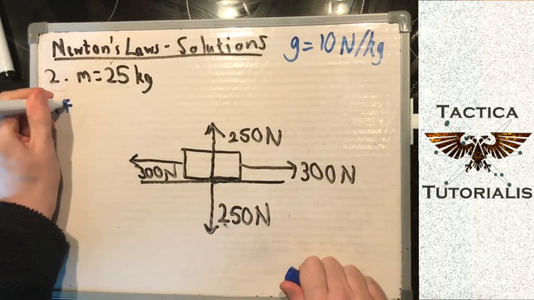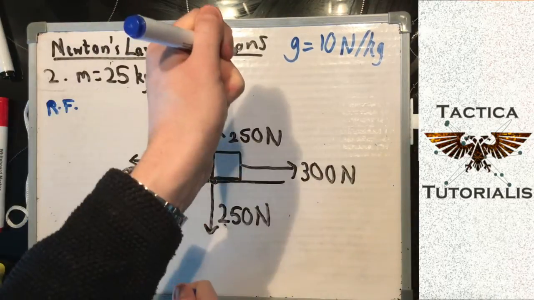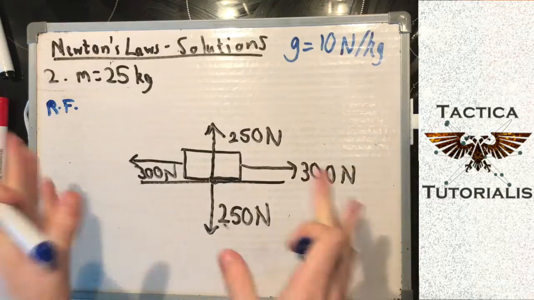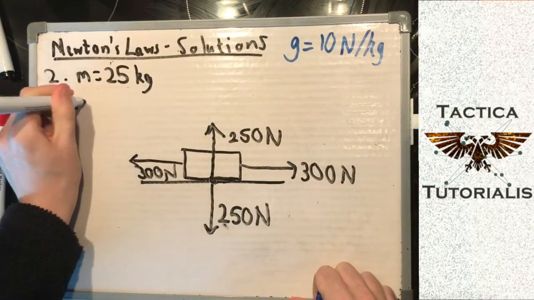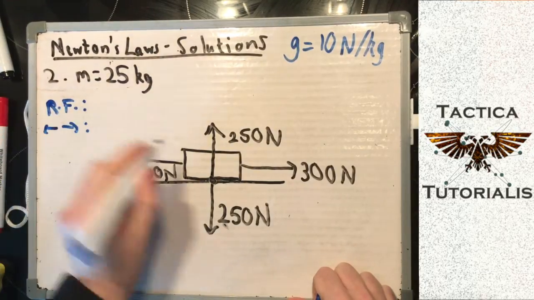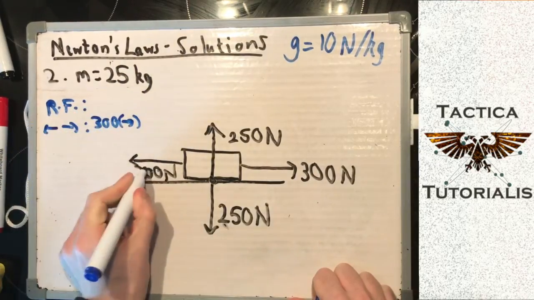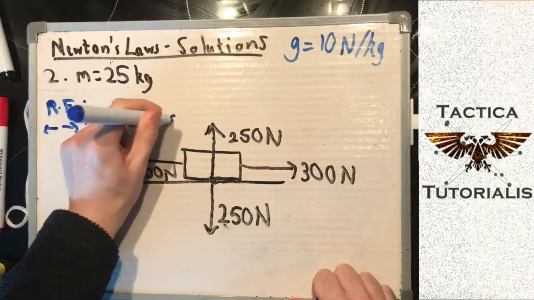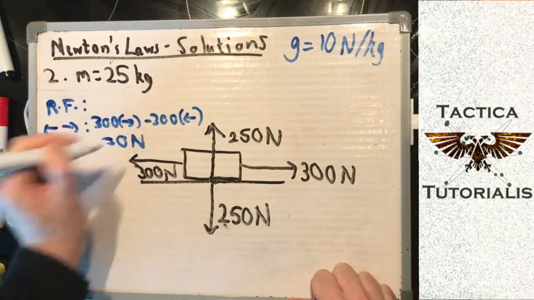So our resultant force has got to be worked out in two separate bits. We've got the up and down and the left and right. We're going to resolve this as two separate calculations. So, resultant force. Left and right, we have 300 right and 300 left. Minus 300 to the left because they're in opposite directions equals 0.